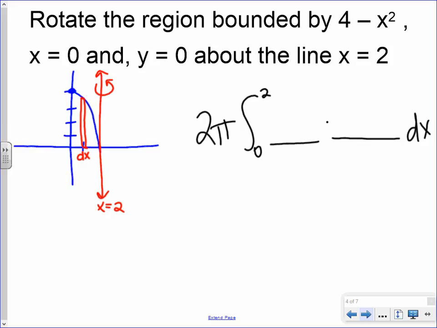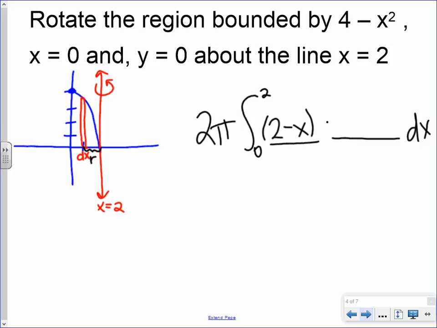Okay. Our radius, we are concerned with the distance from each arbitrary rectangle to the axis of rotation. Cole, what did you say? 2 minus x? Yes, this radius right here is 2 minus x. X would be from y-axis to rectangle. 2 would be from y-axis to 2, and so we have 2 minus that x value.